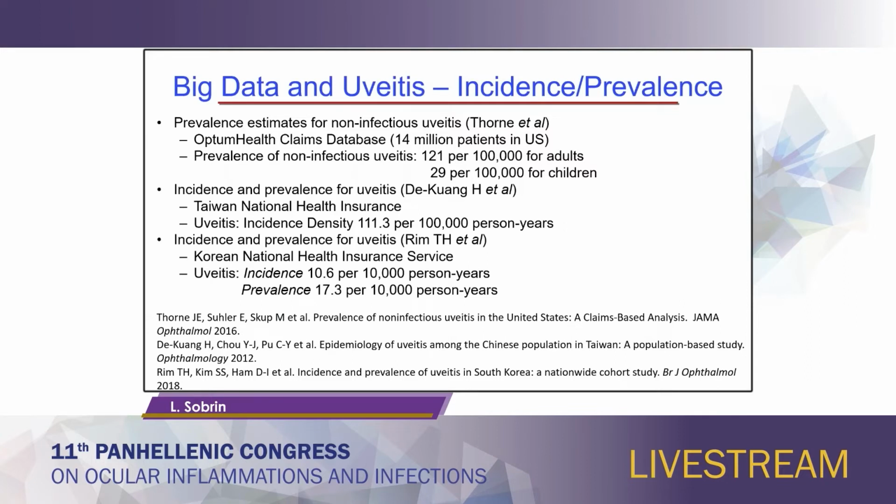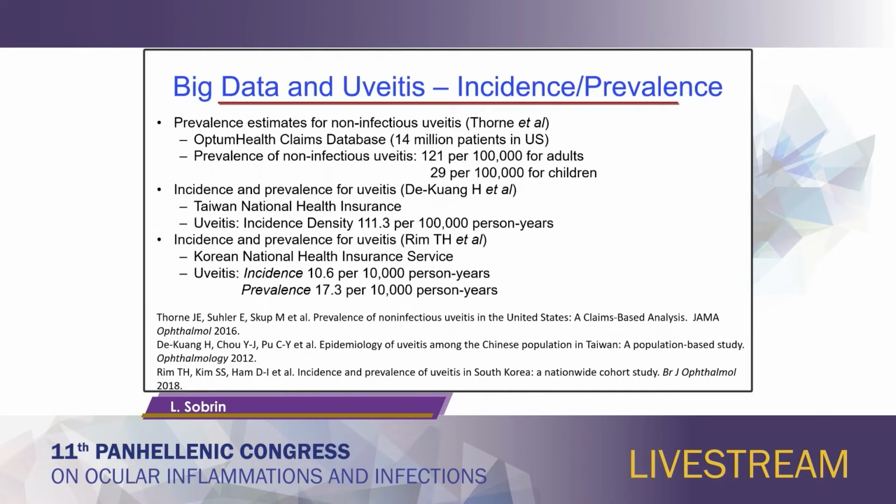The first study listed here by Thorne et al. was done in the Optum health claims database, which included at the time 14 million patients in the United States. They were able to estimate that the prevalence of non-infectious uveitis was about 121 per 100,000 for adults and 29 per 100,000 for children. And so these estimates are a little more generalizable than the previous estimates we had that were regional.